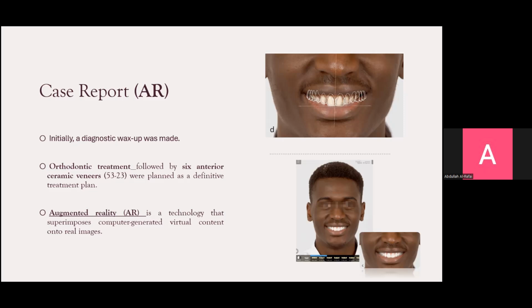Now, the patient has a high aesthetic demand. In order to meet these demands, augmented reality was used to visualize the end results for the patient before starting the treatment. Augmented reality can be defined as a technology that superimposes computer-generated virtual content or design onto a real image, as we see here in the photograph. The digital smile design and the virtual mock-up were superimposed on the patient photograph. This allows the patient to see the final result before starting the treatment.